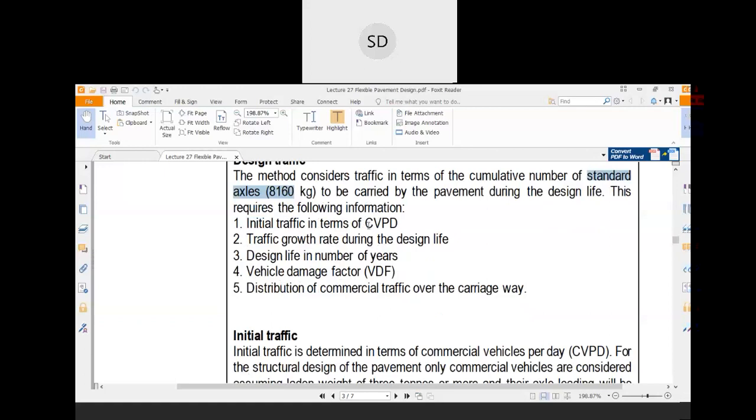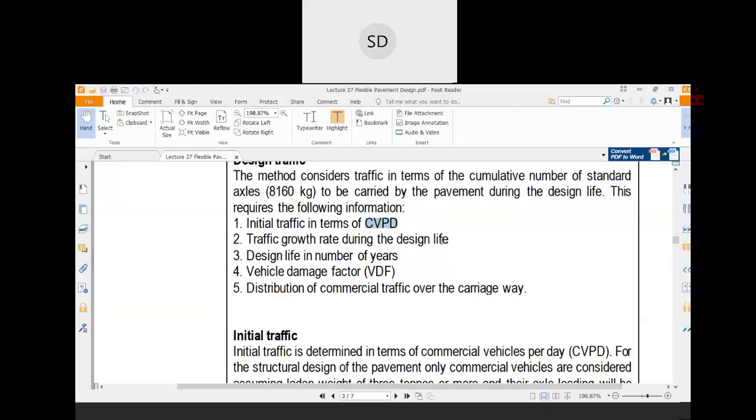Initial traffic in terms of cumulative commercial vehicles per day, and the commercial vehicles are designated as the vehicles whose weight is more than 3 tons in the design purpose. Then traffic growth rate during the design life. Why is traffic growth rate required?